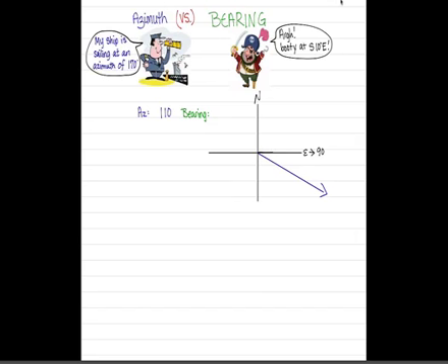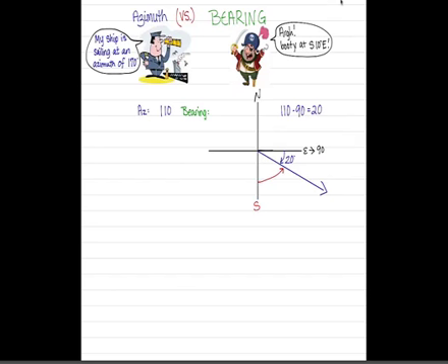So we're going to do 110 minus 90 to get 20. That's going to give us this angle right here is 20 degrees. But if we're going to find the bearing, bearings need to be from the north or the south side. So in order to get the bearing, we need to find the angle from here to here because this is the south. All right. And we're going to find that out by doing 90 minus 20, which gives you 70 degrees. So this angle is 70 degrees. And we would write that bearing as south 70 degrees east.